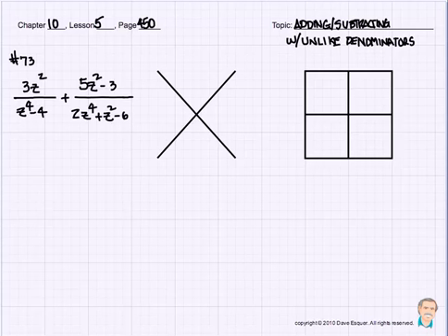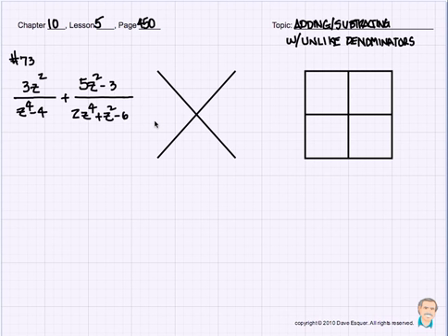Good morning. Chapter 10, Lesson 5 is on page 450. This is a special video. We're doing problem number 73. We did 3 other problems prior, but number 73, the last one for homework, is a bear. So let's get started with 73. Go slow and we'll be able to figure it out.